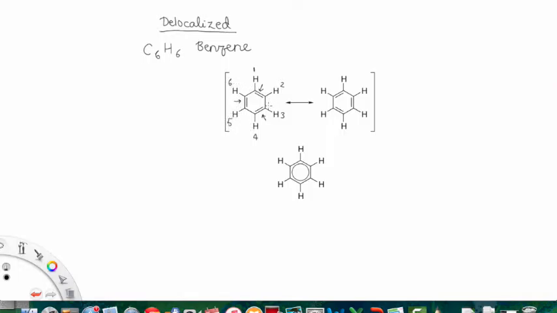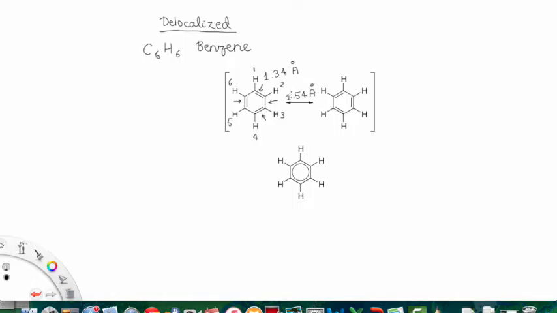So we have carbon 1, 2, 3, 4, 5, 6. The double bond here is between carbon 1 and carbon 2, then between 3 and 4, and between 5 and 6. But another potential structure is when you have it between 2 and 3, 4 and 5, and then 6 and 1. In this case, the double bond right here has a length of approximately 1.34 angstroms, and the single bond right here has a length of 1.54.